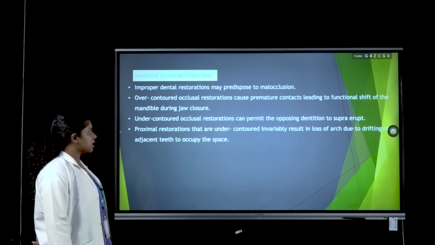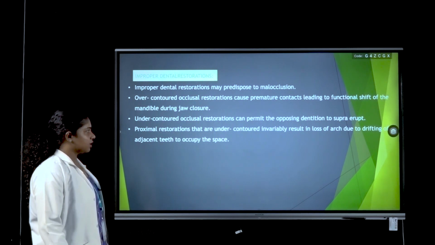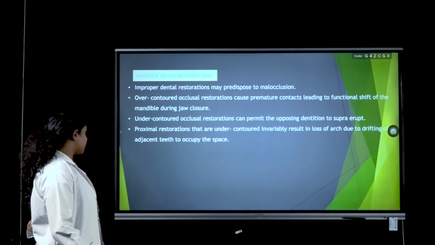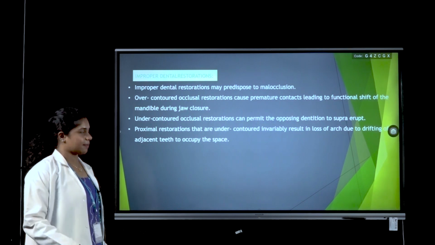Proximal restorations that are under-contoured result in loss of arch length due to drifting of adjacent teeth to occupy the space. Thank you.